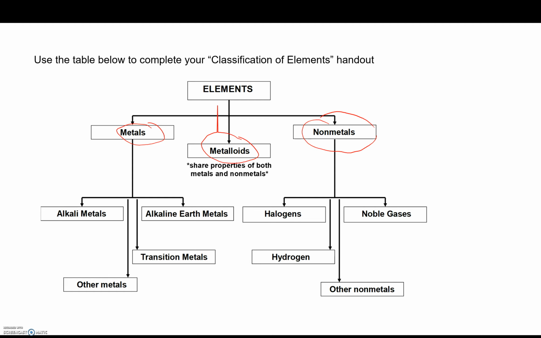So for the metals, we're going to be learning about the alkali metals, the alkaline earth metals, transition metals, and then the rest of them that are left over, which are grouped into something called other metals. For the nonmetals, we're going to be learning about the halogens, the noble gases, hydrogen, which again is one of the nonmetals that's put into a group on its own, and then the leftovers, which we would call the other nonmetals. So you can pause this video right now and finish copying this into your worksheet.